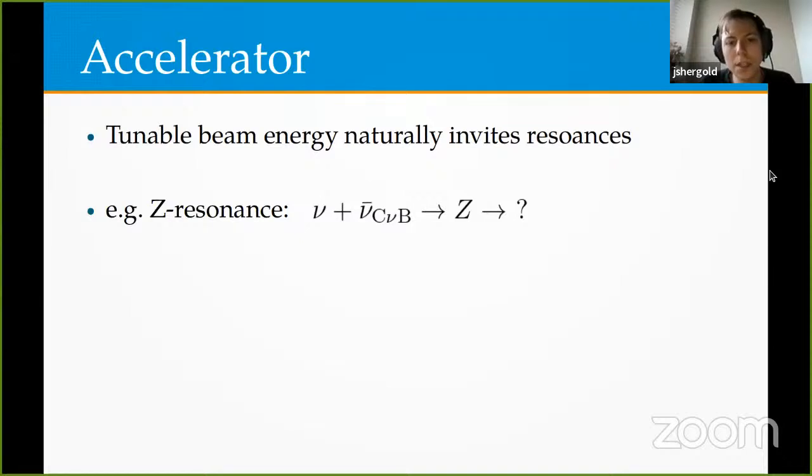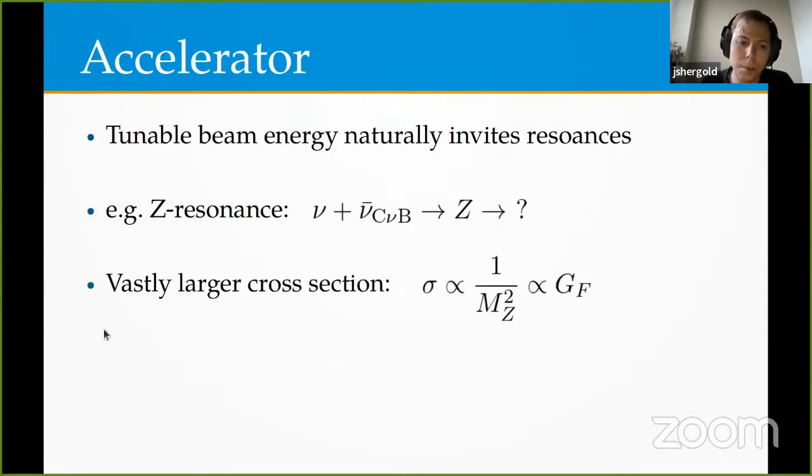So take, for example, this is not one you could put on a beam, but an example of a neutrino resonance. This is Z resonance. So if I have some ultra high energy neutrino, which can scatter off the cosmic neutrino background, this is indeed a proposal to look for the C nu B. At the Z resonance, so you produce the Z boson directly on shell, you have an absolutely huge cross section compared to the non-resonant cross section. It goes something like 1 over mZ squared, which is proportional to G_F to the first power. So by using a resonance, we've massively increased the cross section.